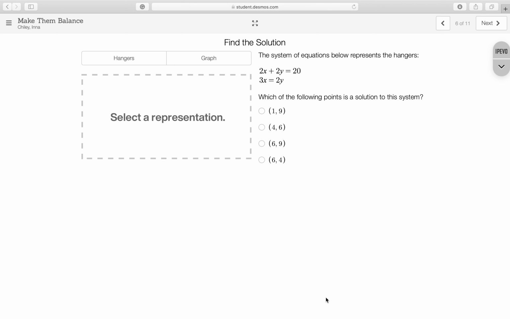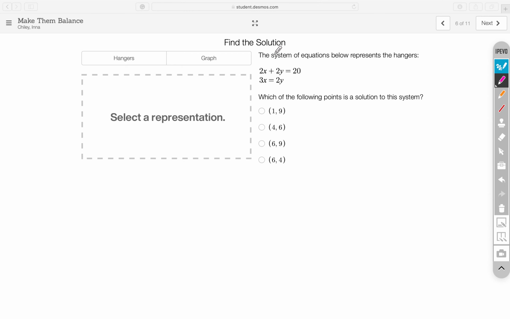This is the 6th video in a series of videos where I go over the Desmos activity called Make Them Balance. And in this screen, you want to find the solution to a system of equations below. I talked briefly about systems of equations in the previous video, so if you don't know what systems of equations are, you can go to the previous video to check that out. So we need to figure out which of these is a solution to the system of equations.